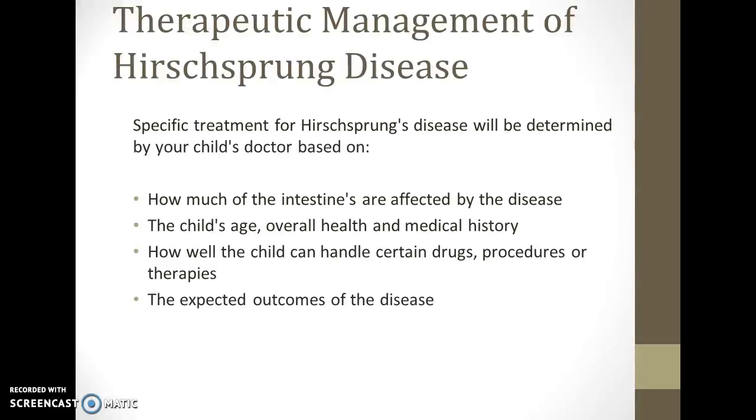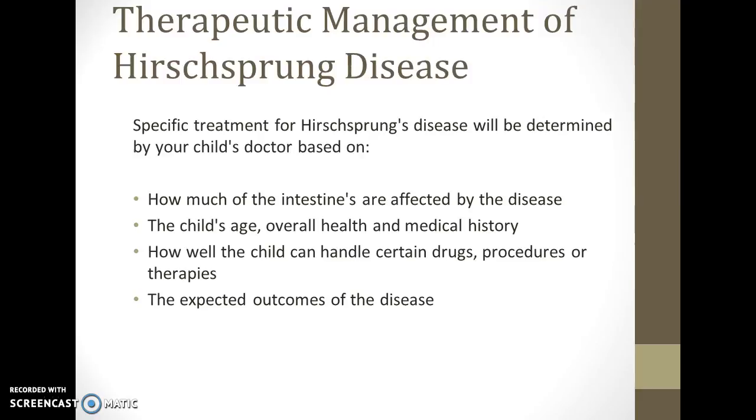How do we treat Hirschsprung's disease? The treatment is determined by the doctor, and it's based on how much of the intestines are affected by the disease. Because with Hirschsprung's, there can be a small portion, typically in the sigmoid area or rectal area, where the aganglionic cells occur. But it can occur in different sites of the colon, and it also can occur in larger amounts of the colon. There have been cases where the entire colon is affected by aganglionic cells.